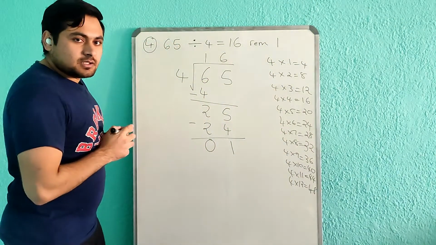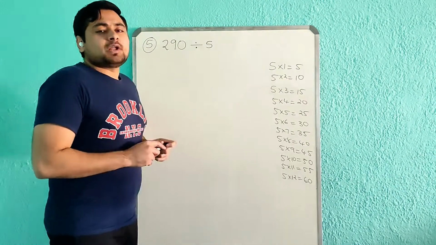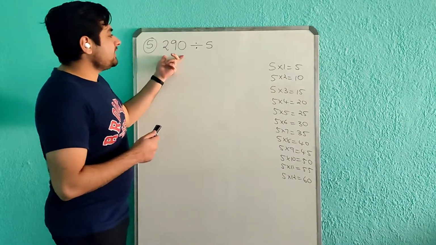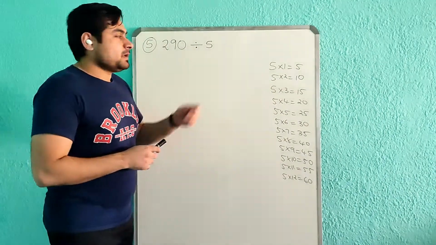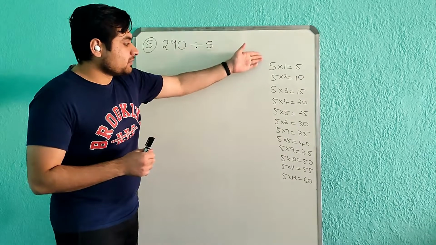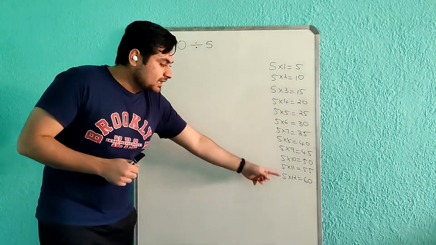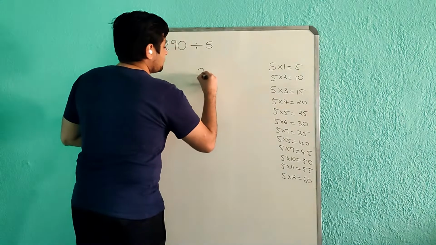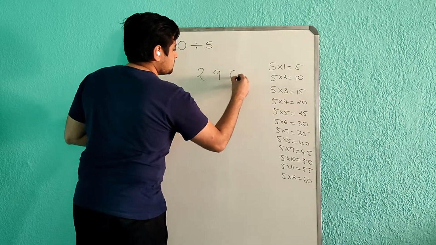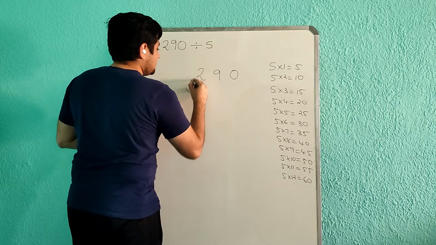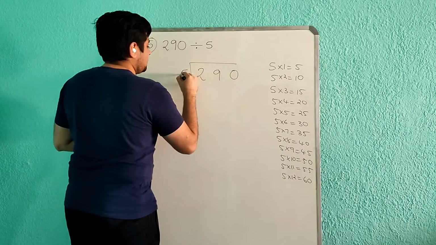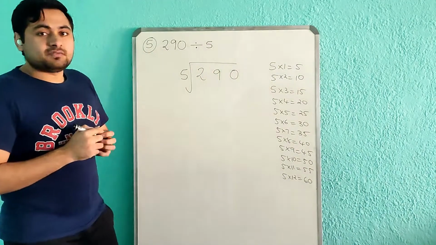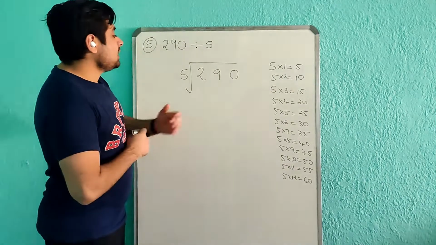Right? So let's move on to the next example now. So now question 5 says 290 divided by 5. We are dividing by 5. That's why we have our table of 5 ready from 1 up until 12, right? So let's go and write this first. So we have 290, then divide by 5. So again, what is the first question that we ask ourselves? We have a 2 here.